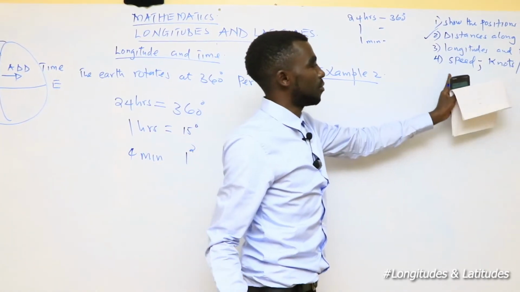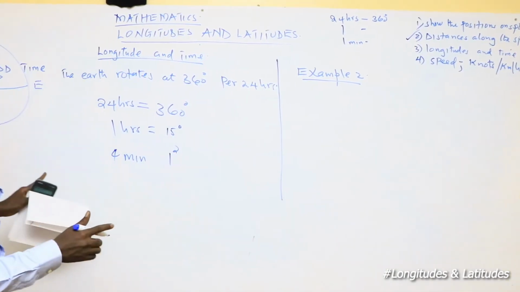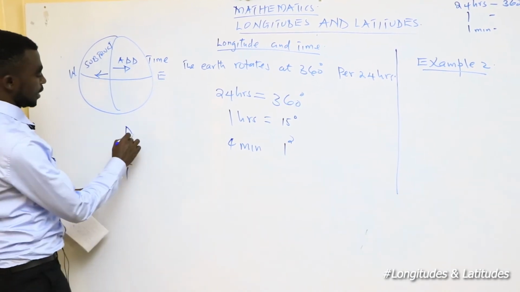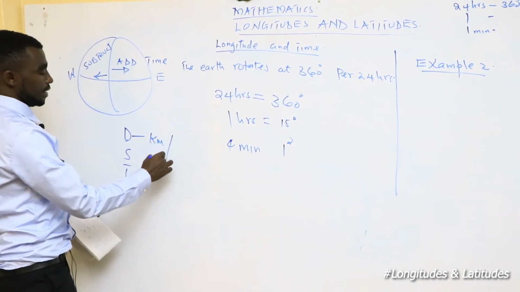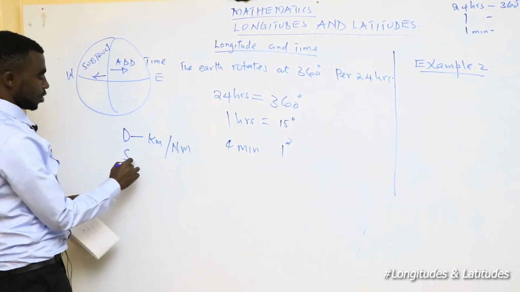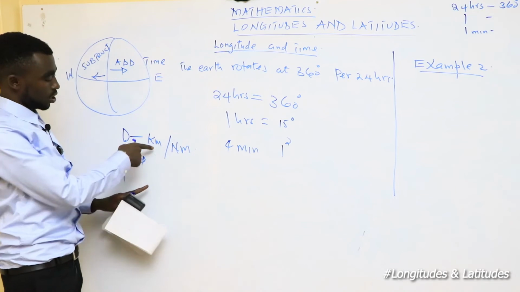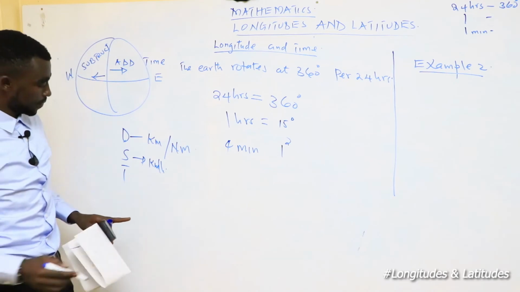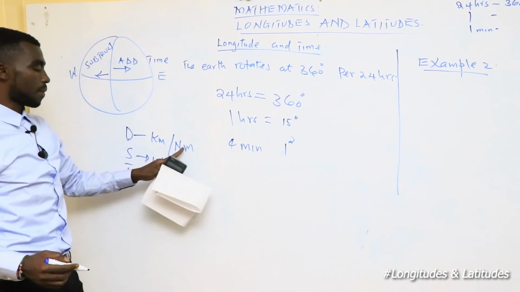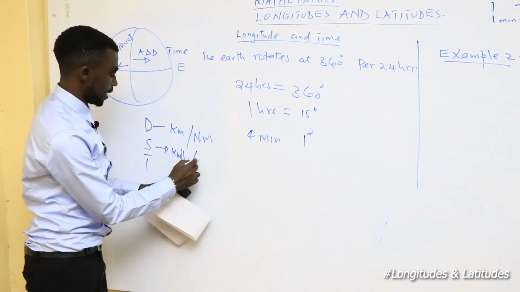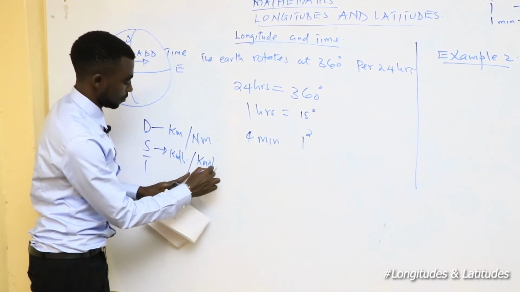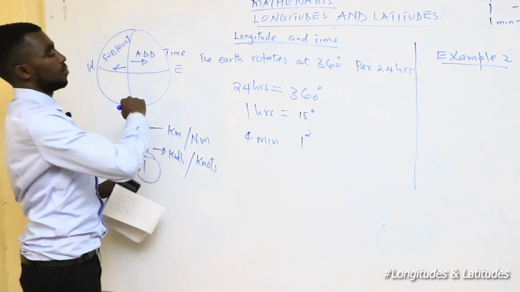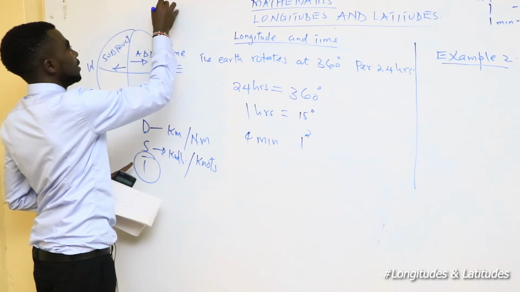Remember, in the part B, whereby we have speeds, distance, speed, and the time go hand in hand. We did the distances in kilometers and as well in nautical miles. So in the speed, when the distance is in kilometers, then speed will be in kilometers per hour. When the distance is in nautical miles, then the speed, we say it is in knots. Now, for the case of the time, remember, we have said 1 degree is equivalent to 4 minutes.